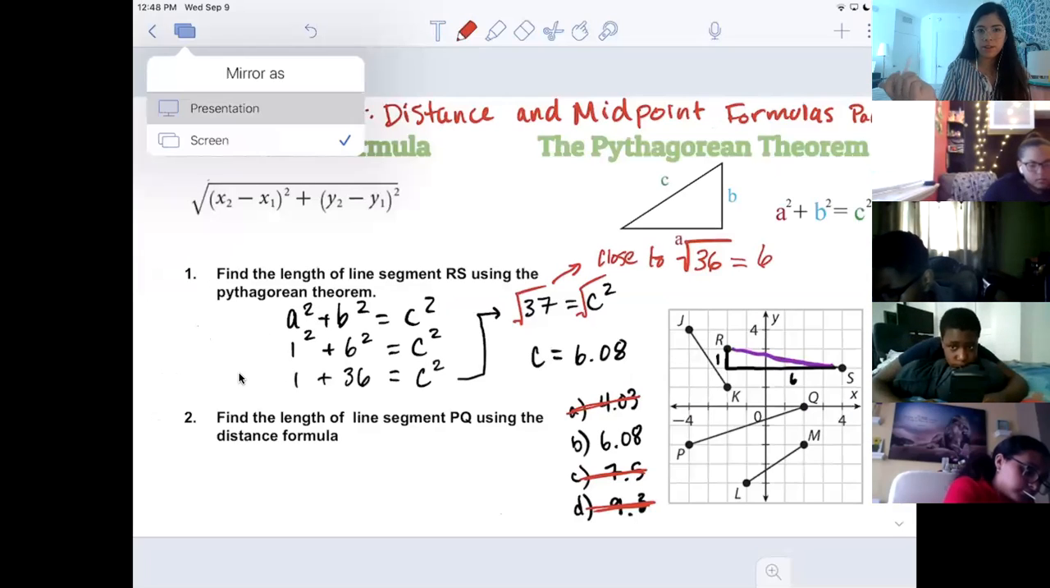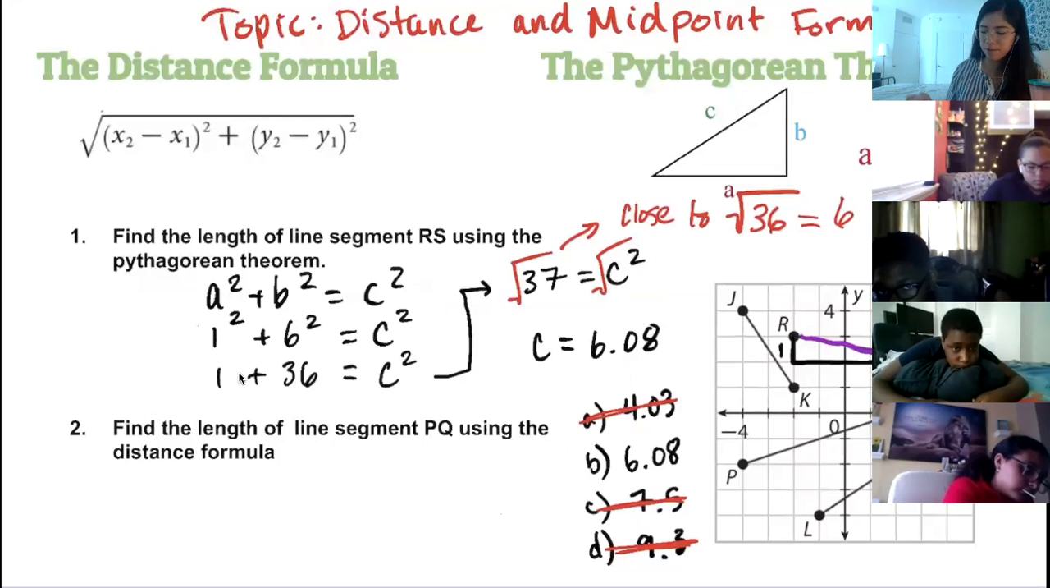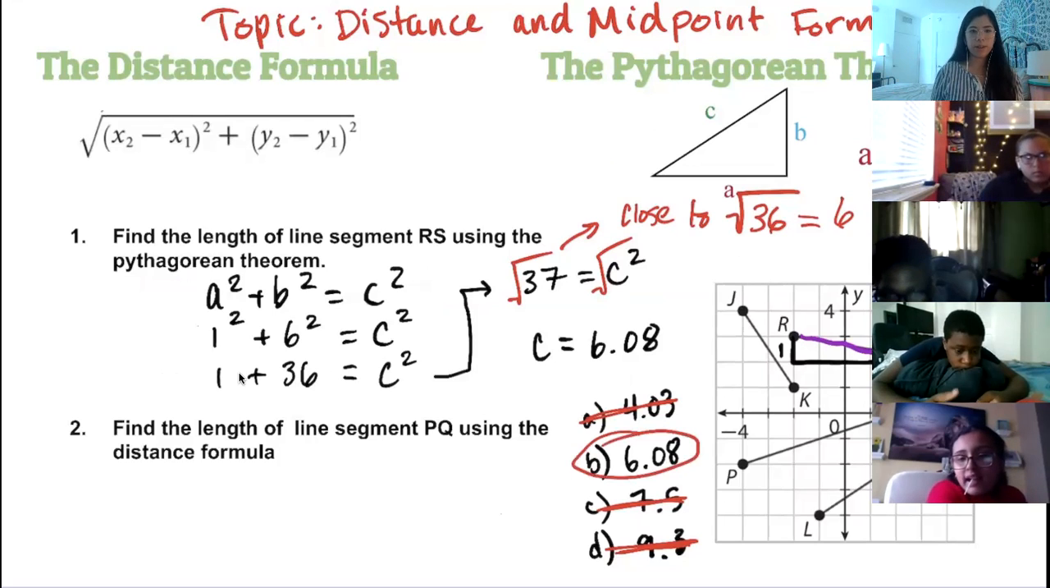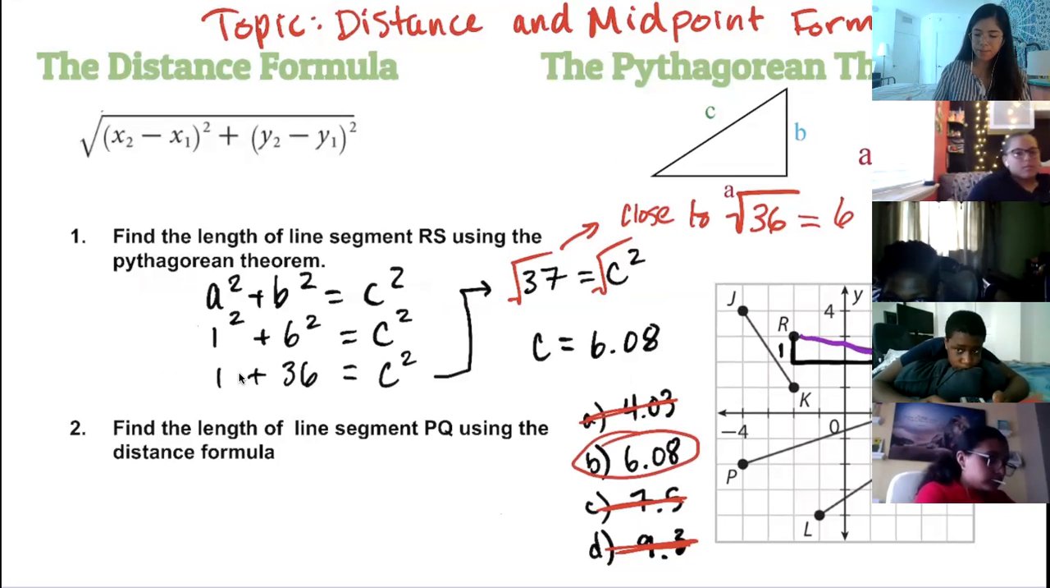Exactly. I just realized my screen had frozen, but there you go. So that's going to be the best way to guess the right answer if you don't have a calculator with you. It's called guesstimating. Okay, let's do the next one.